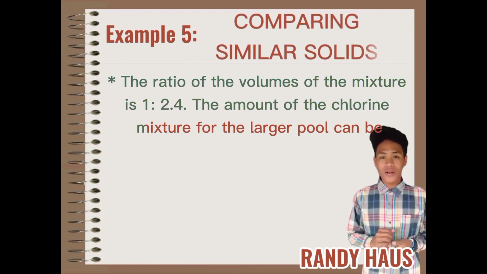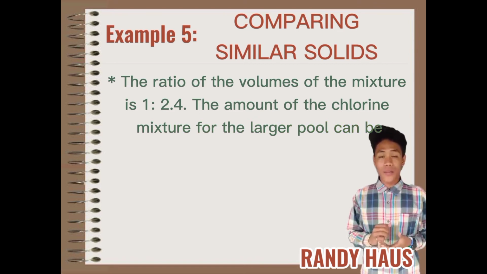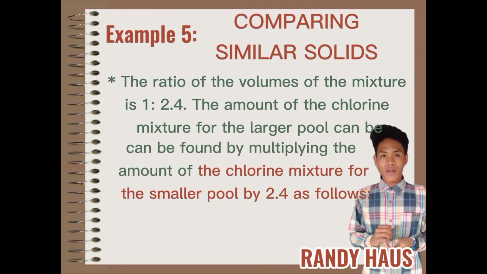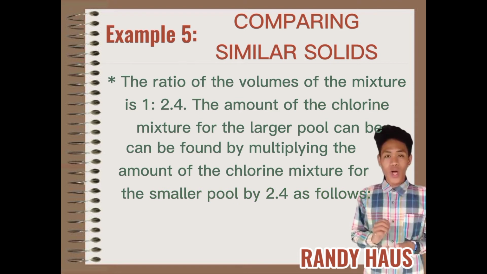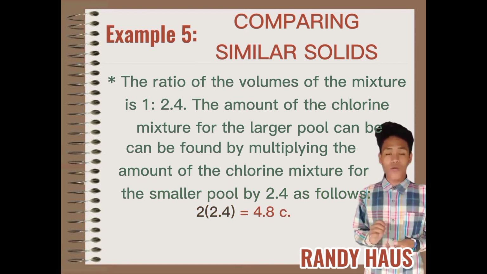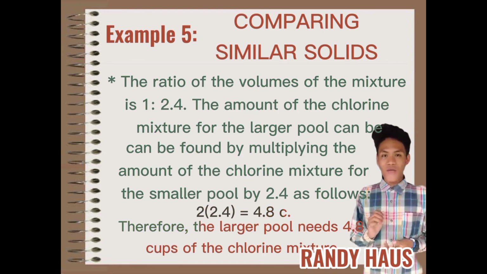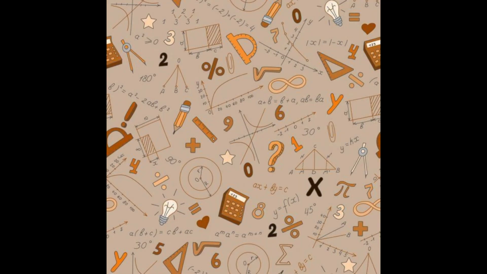The amount of chlorine mixture needed by the larger pool can be found by multiplying the amount of chlorine mixture for the smaller pool by 2.4 as follows. 2 times 2.4 is equal to 4.8. Therefore, the larger pool needs 4.8 cups of chlorine mixture.